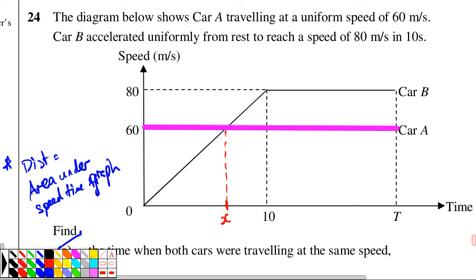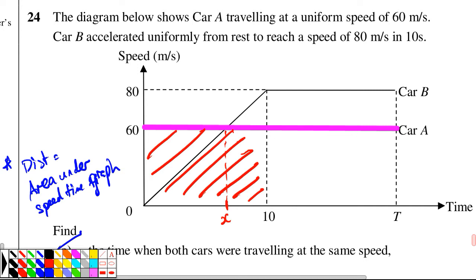Let's try. At 10, for car A, what kind of shape am I looking at? Do you see it's a rectangle? However, for car B, what shape am I looking at? It's like a triangle. Do you see a triangle? So this is the area I'm looking at. But after 10, the A is still a rectangle. But for B, it is a trapezium. This is a trapezium.